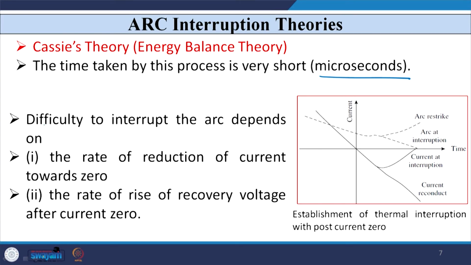One more important point is that the time taken by this process is very short, in microseconds. Whether the arc restrikes, or what difficulties the insulating medium faces in effectively quenching the arc, depends on many parameters. The first parameter is the rate of reduction of current towards 0, and the second is the rate of rise of recovery voltage after current 0. These two are the important parameters which play a key role in whether the arc is extinguished or fully quenched.